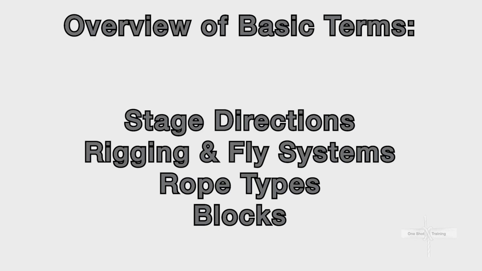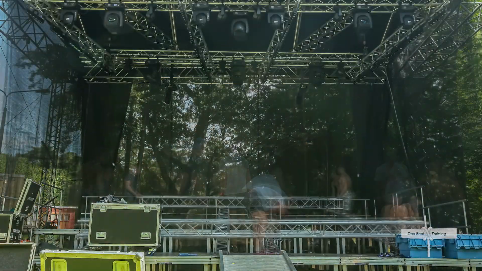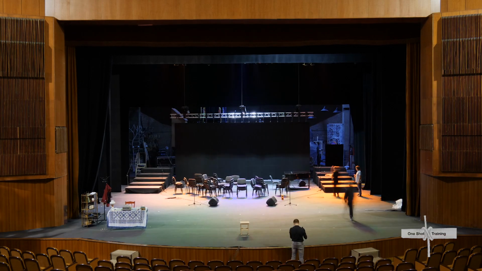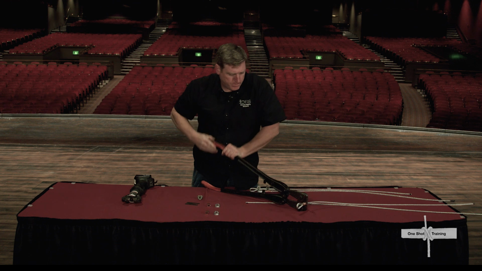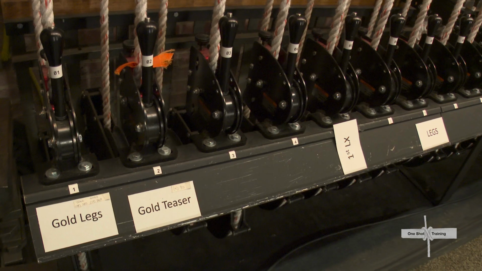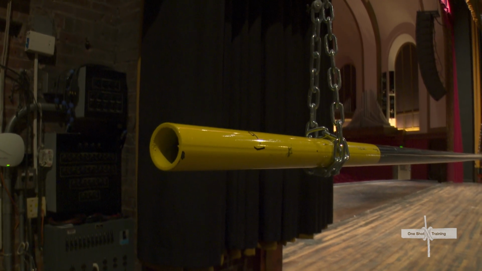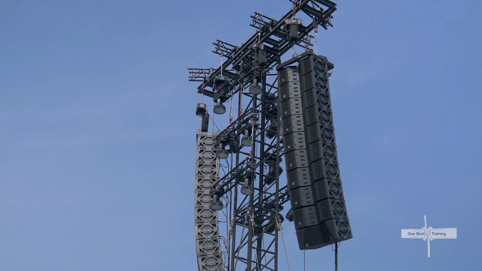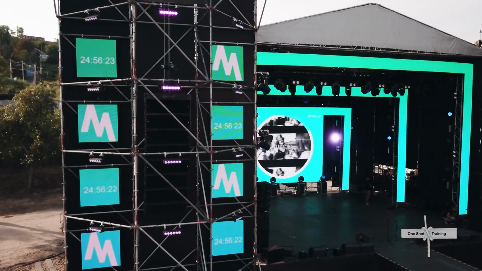To start today, we're going to talk about and review some basic terms. One-shot training videos are about entertainment rigging, the kind of rigging we do for concerts, theaters, and similar performing art venues. Rigging is a broad term. It encompasses an arrangement of hardware, equipment, and systems that are used for raising, lowering, and suspending loads. Typical loads in the entertainment world are sound equipment, lighting equipment, LED video walls, and scenery.